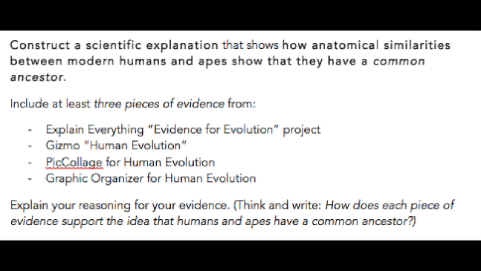After this assessment, the students also added to their projects as they gathered and synthesized evidence for the common ancestry of apes and humans. They used a series of multimedia resources added to their project, and by the end had to construct a written scientific explanation that apes and humans have a common ancestor, citing 3 pieces of evidence and supporting each piece of evidence with reasoning.